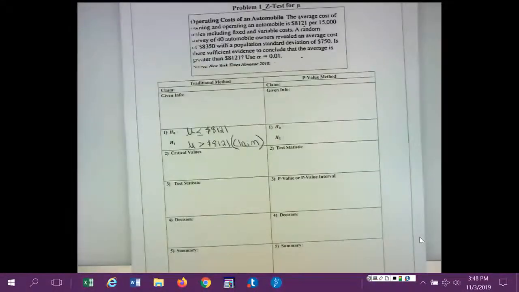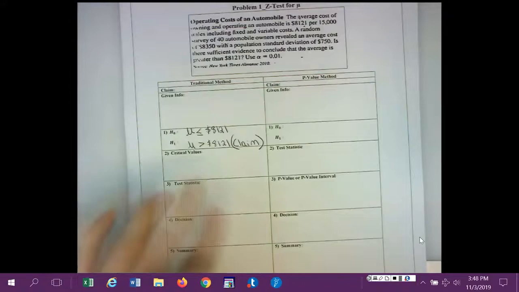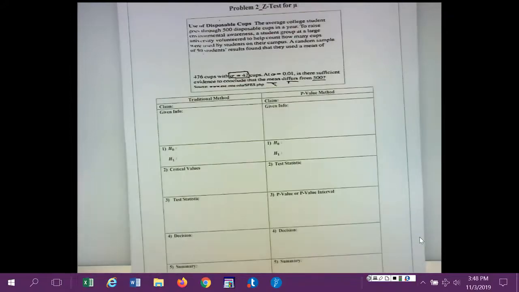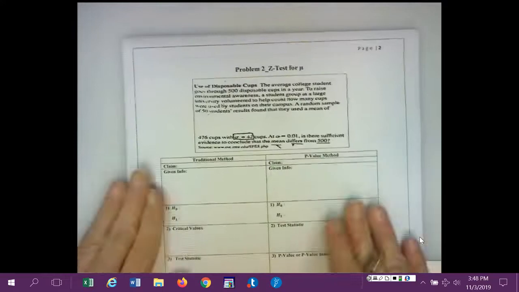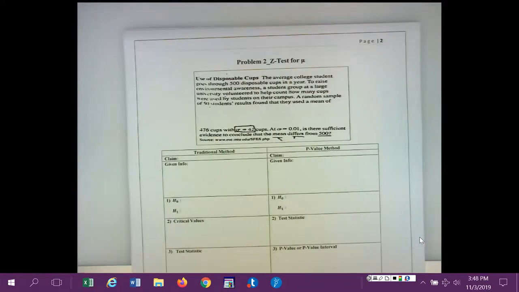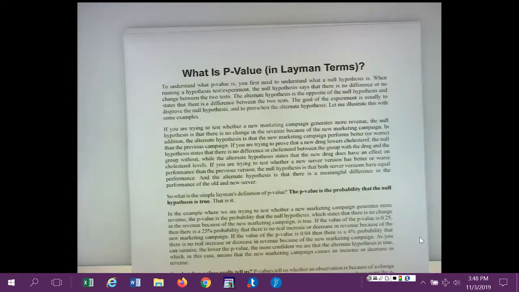And for the second problem, so I don't have to flip my pages back so much, I'm going to go ahead and work on this sheet. I promised that I would show you this handout that I'm going to be sending out to you. What is a p-value in layman's terms? And they have it here.